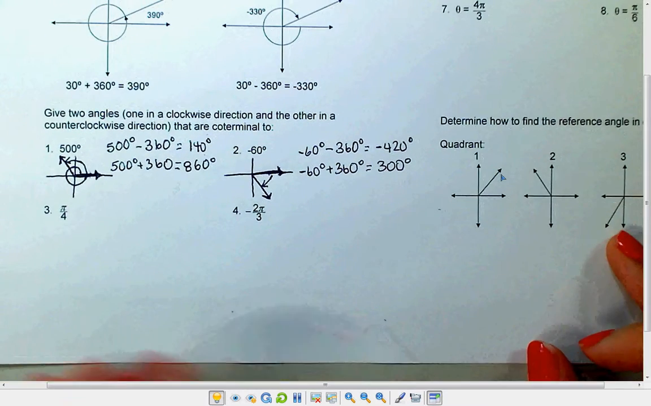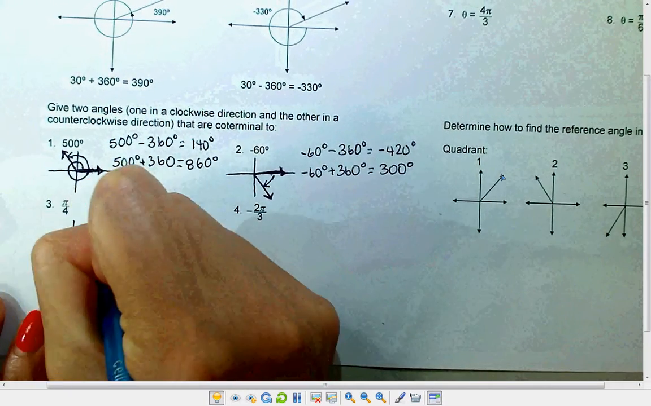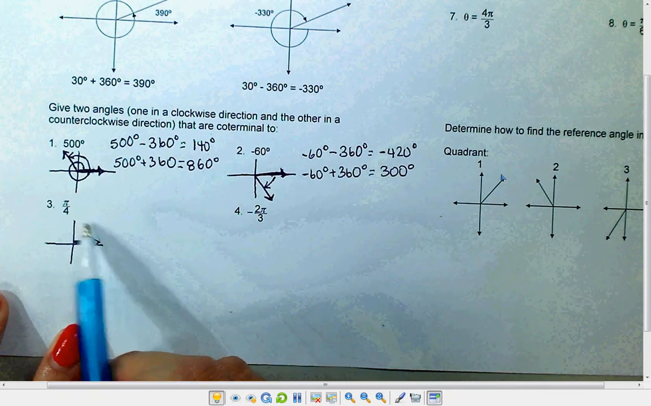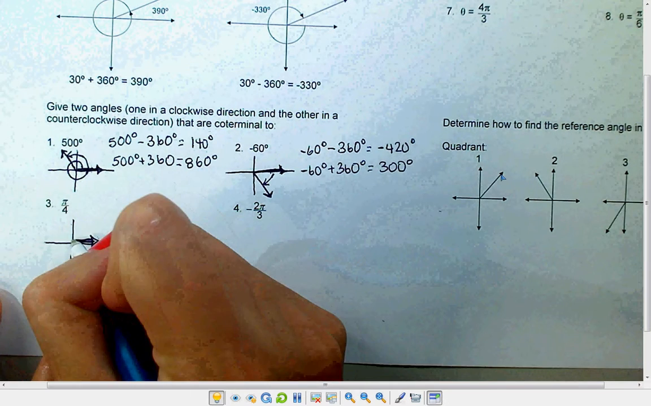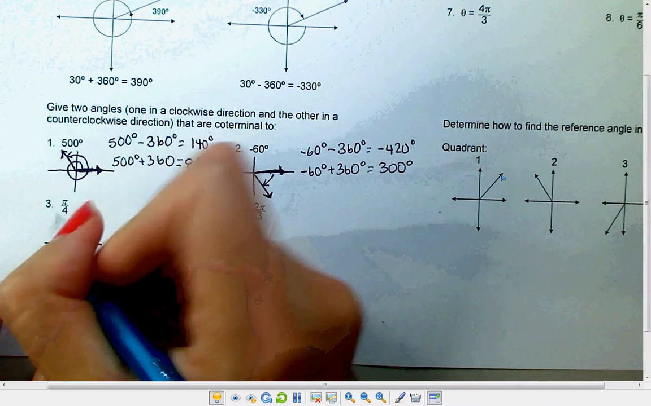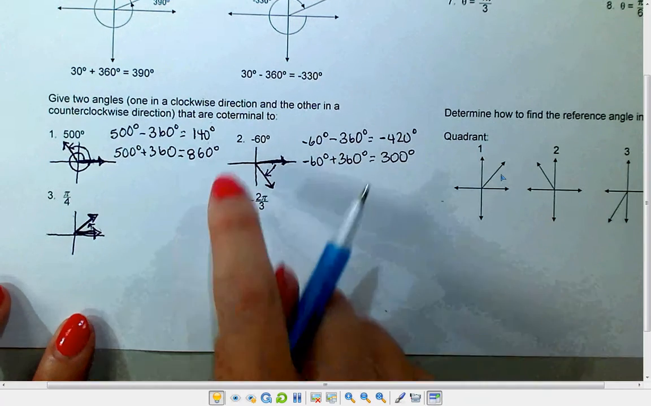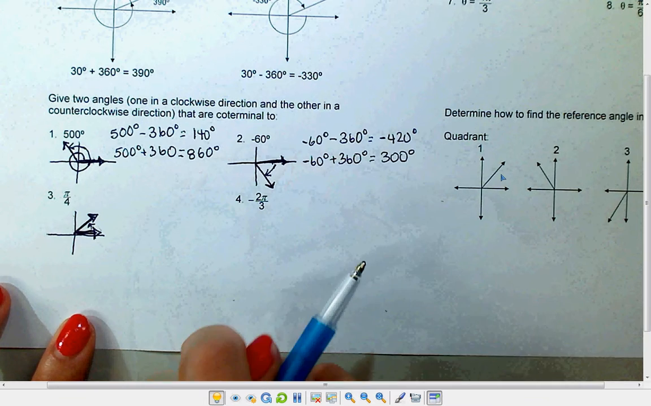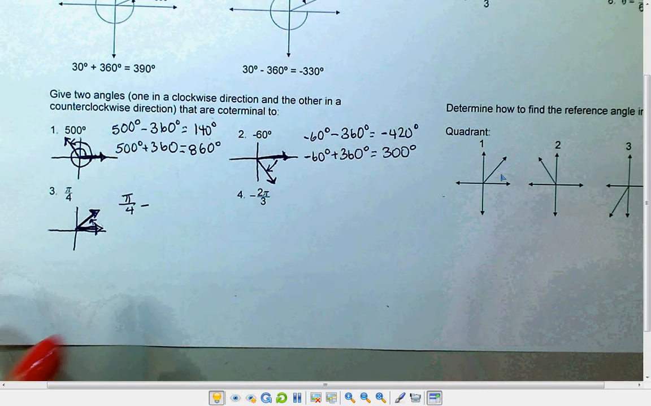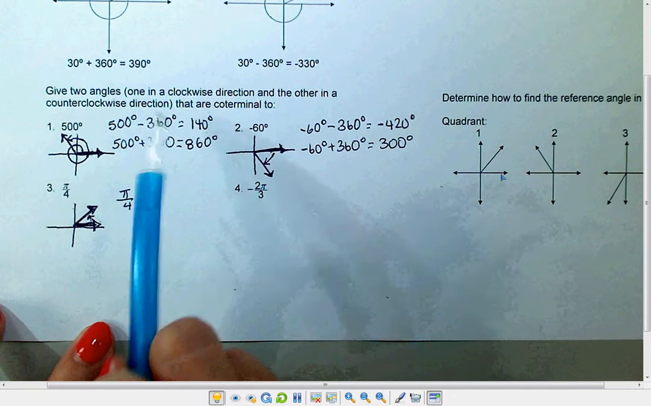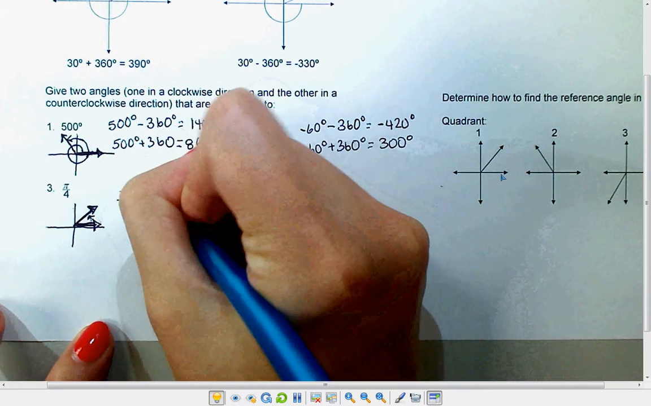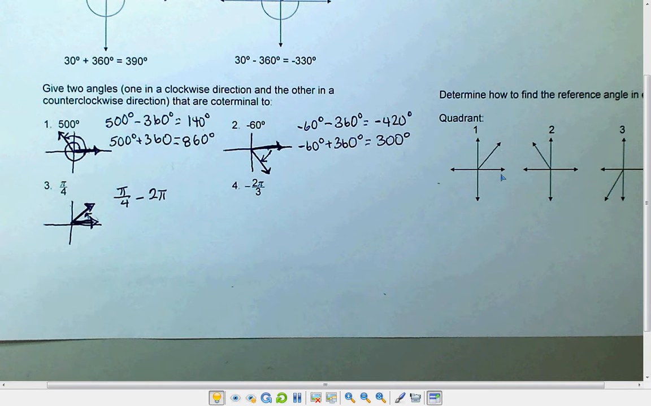So now what if we have radians? Pi over 4. Here's my initial side. We know pi over 2 is 90 degrees, so pi over 4 must be halfway there, so around 45 degrees. So this is pi over 4. In the same way that we did it with the degrees, we want to go a whole extra circle around. This time, because we're in radians, instead of adding and subtracting 360, we want to add and subtract what 360 degrees is in radians. So what is an entire circle in radians? It's 2 pi. So we want to add and subtract 2 pi.